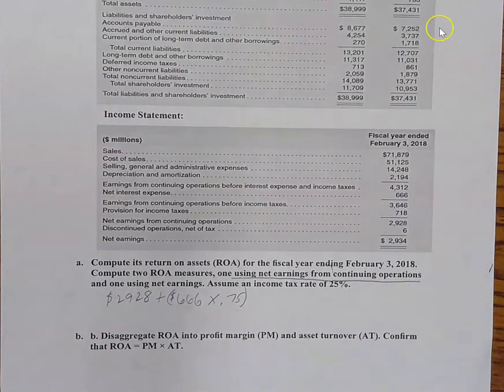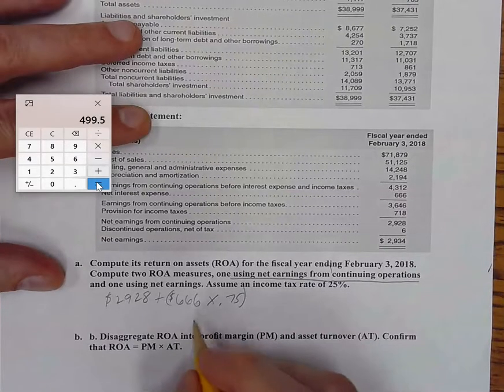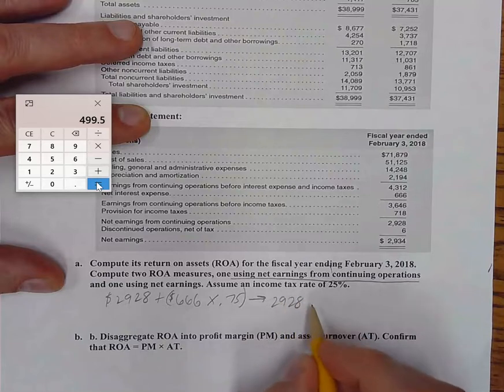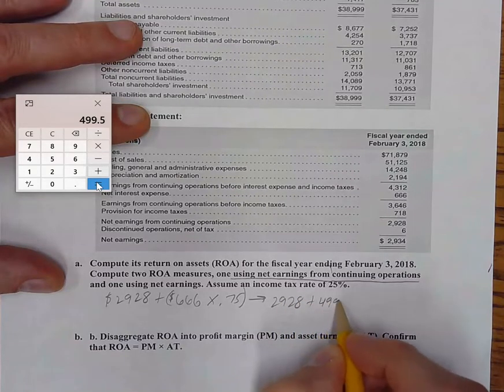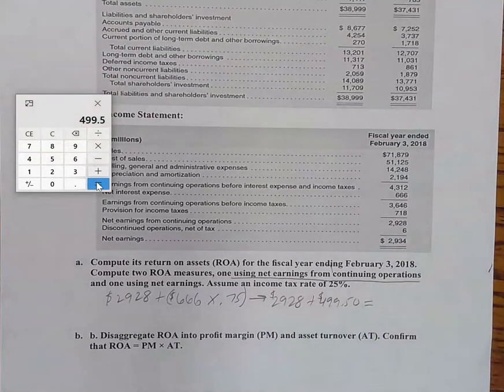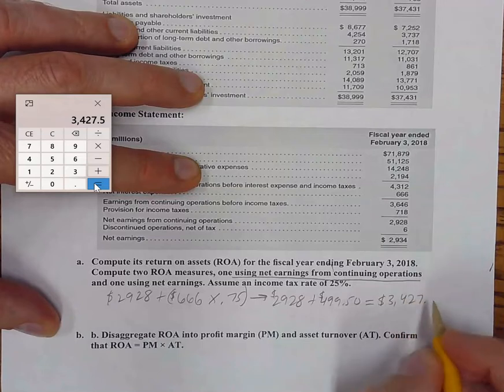So let's see what that is. Okay, $499.50. So let's do this. Let's do $2,928 plus $499.50. Now I'm just going to add the $2,928 to that since it's already on the calculator. And that gives me $3,427.50.